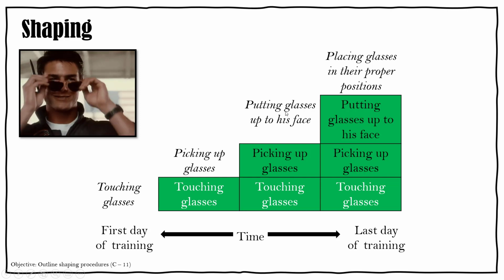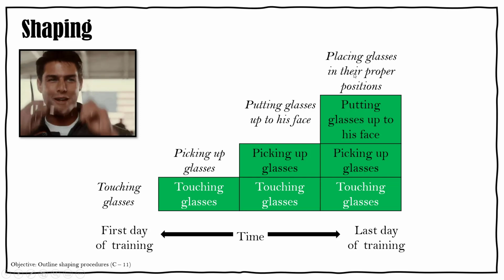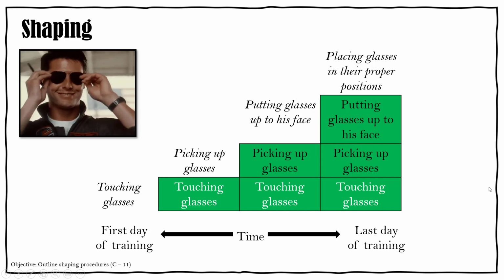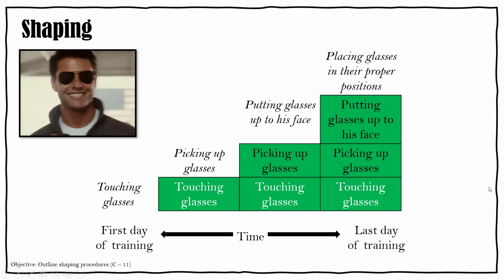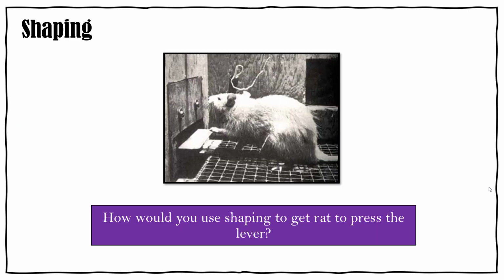After he's reliably putting his glasses to his face, you'll put that under extinction, and then you'll reinforce placing the glasses in their proper positions. So that's what we mean when we talk about using differential reinforcement with regards to shaping.